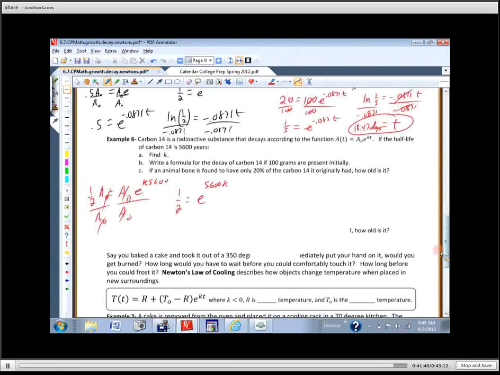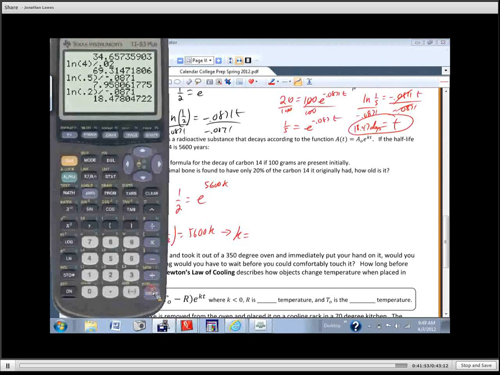So to finish this off, we take the ln. Just like we did before, it's going to be the ln of 1/2 equals 5,600k. And we're going to end up with k equals, so we'll type this into the calculator: ln 0.5 divided by 5,600 years. What does that e to the negative 4 mean? That's scientific notation, basically. It's saying we're going to have a negative answer.